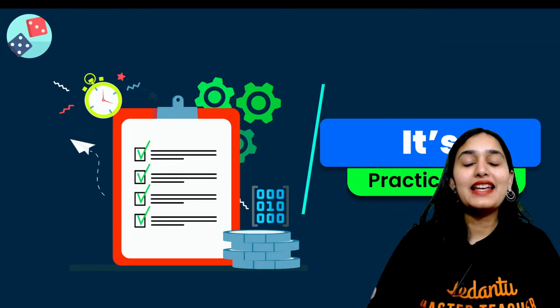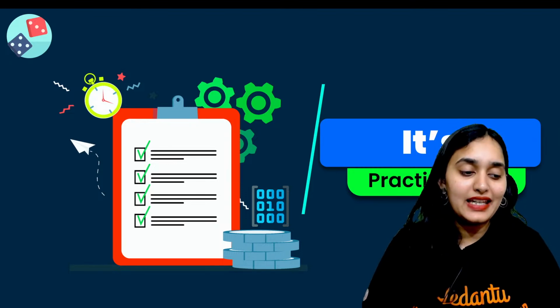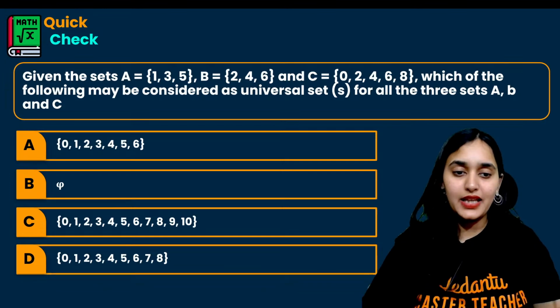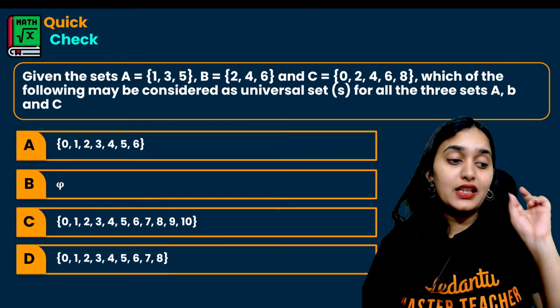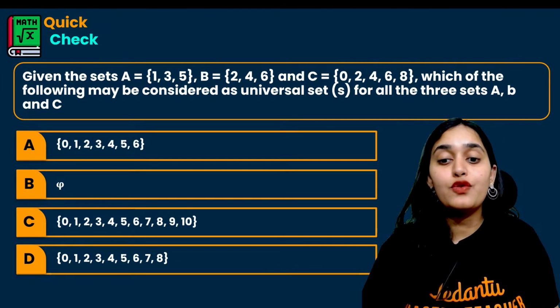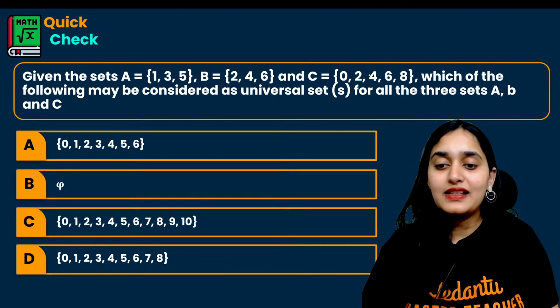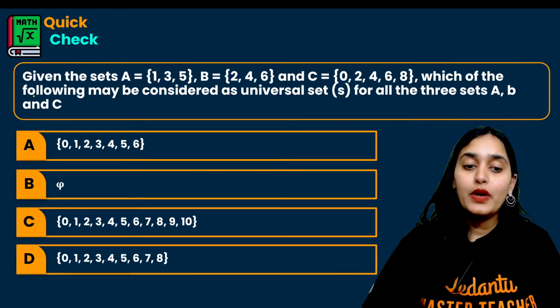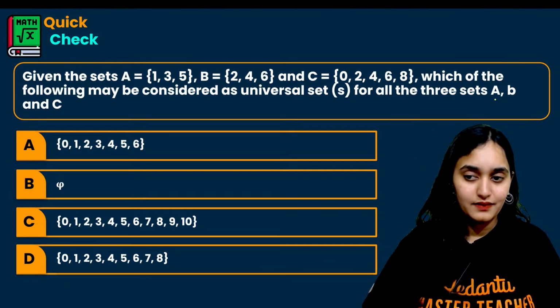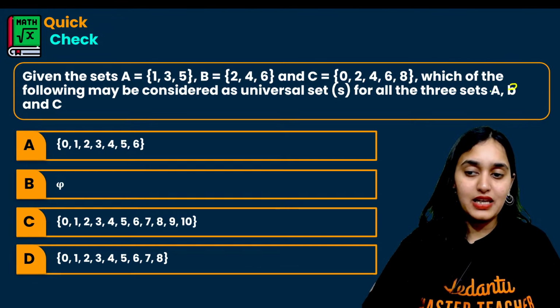Alright, let's practice some more questions quickly. If you have understood everything till now, tell me the answer. Given two sets, set A {1, 3, 5}, set B {2, 4, 6}, set C {0, 2, 4, 6, 8}. Which of the following may be considered as a universal set for A, B and C?